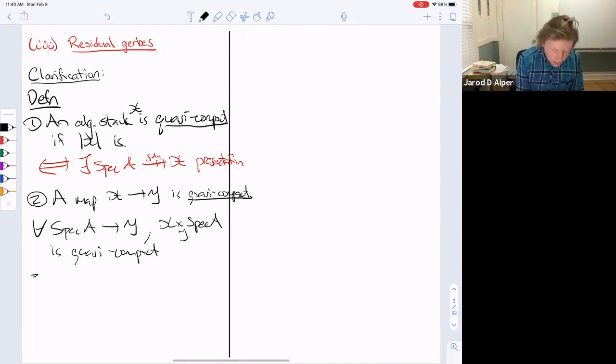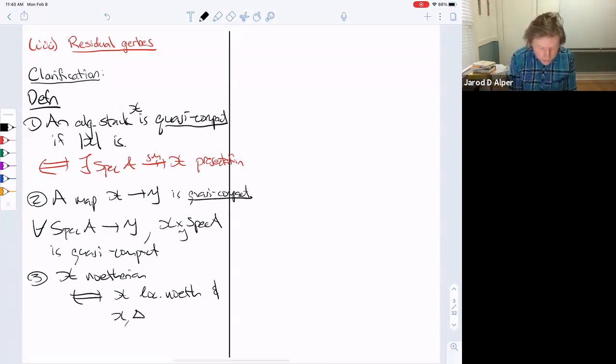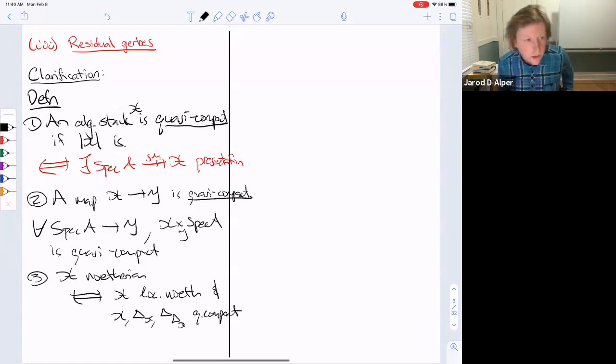Right. And then, just to remind you, we also say that an algebraic stack is Noetherian if it is locally Noetherian and you need quasi-compactness assumptions for all diagonals. So you need that X is quasi-compact, the first diagonal is quasi-compact, and the second diagonal are all quasi-compact. Or in other words, the stack is quasi-compact and the diagonal is both quasi-compact and quasi-separated.